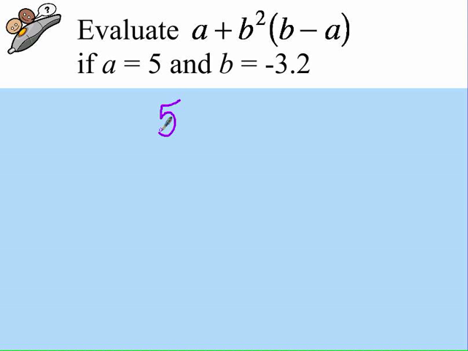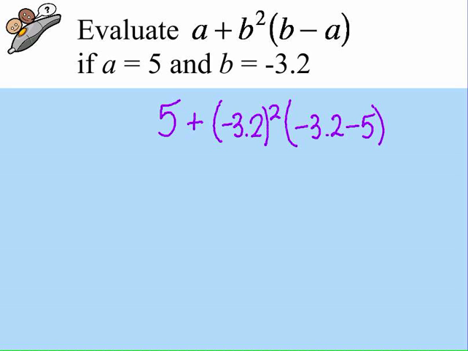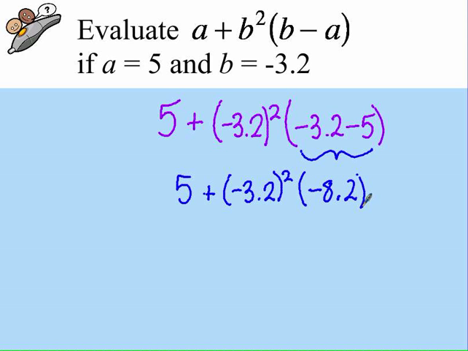So here I've got 5 plus -3.2 quantity squared times -3.2 minus 5. Order of operations states you do parentheses first, so I'm going to go ahead and calculate this. That comes out to be negative 8.2. Order of operations now says you do exponents, which is this. Negative 3.2 squared comes out to be 10.24.